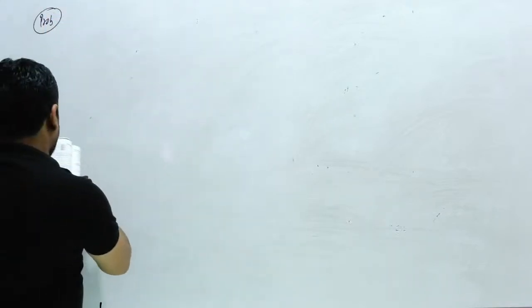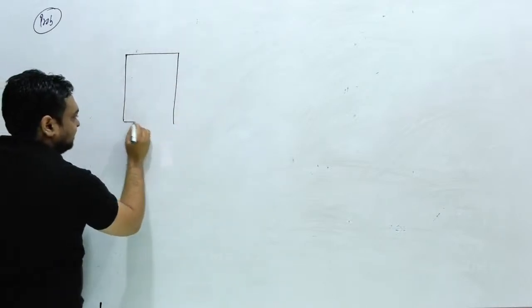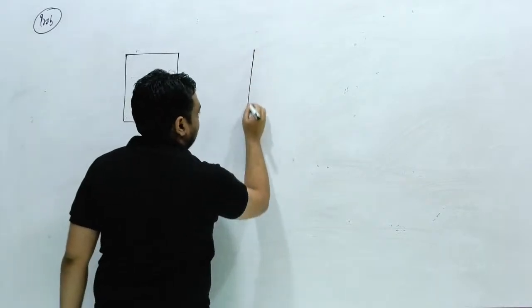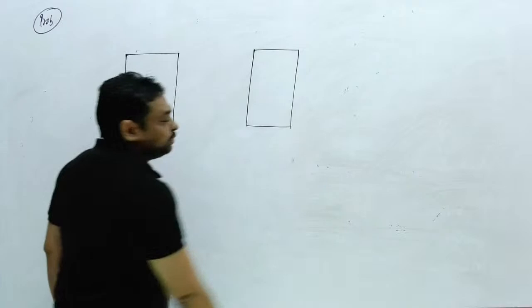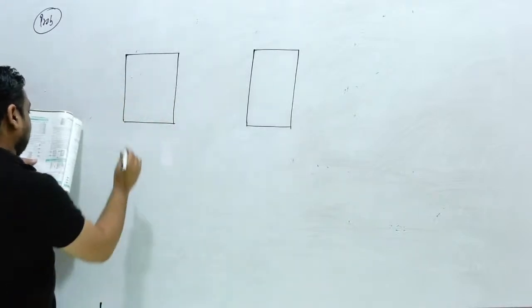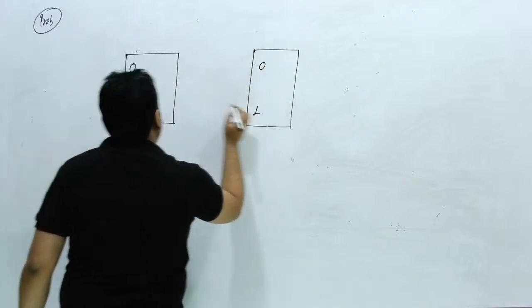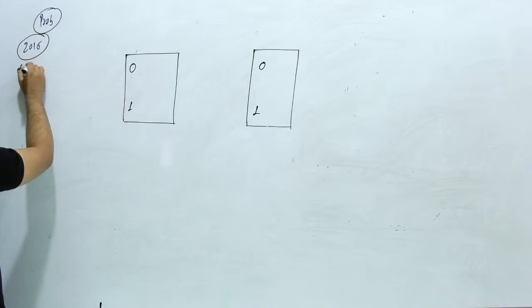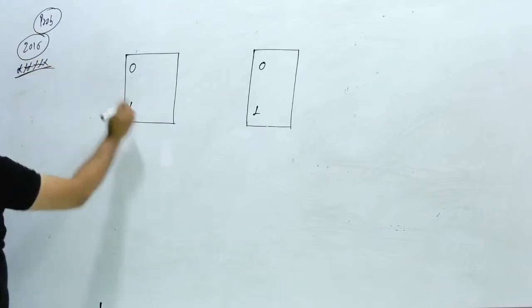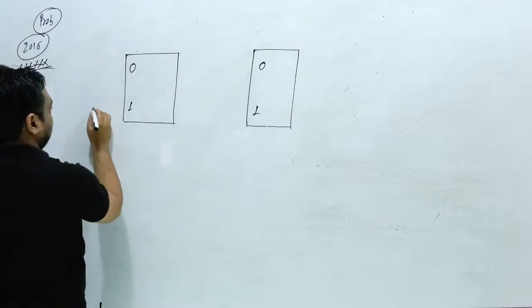Here 2 multiplexers are given: the first multiplexer and the second multiplexer. Both are 2 cross 1, with inputs 0 and 1. This question is from 2016, and you can mark it 5 star. This is a very good question, and you will learn many concepts from it.